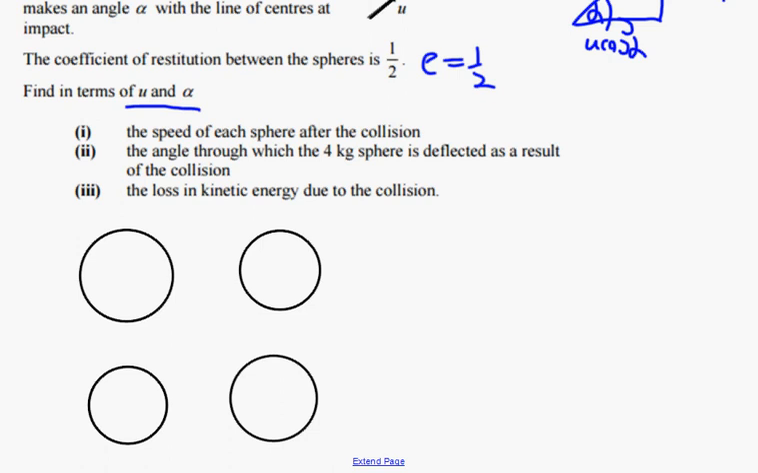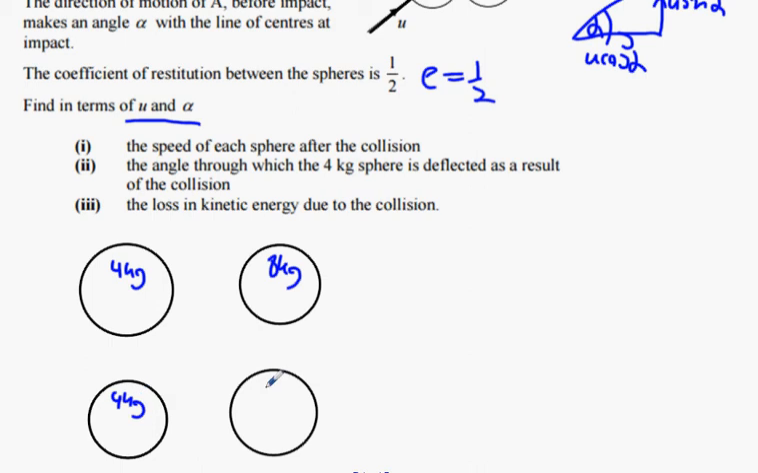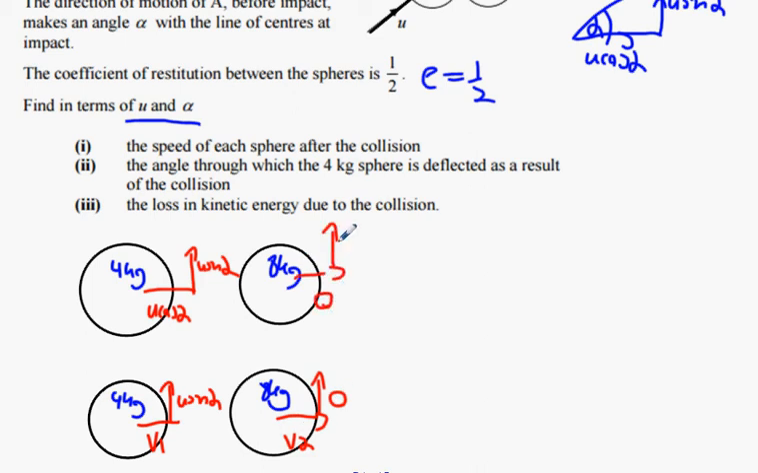Okay. So what we're going to have here is a stationary particle, the second one. Okay, 4 kilograms, 8 kilograms, 4 kilograms, and 8 kilograms. Change color. Okay, u cos alpha, u sine alpha. Straight away after impact, u sine alpha and V1. After impact, V2 and 0, and before impact, 0 in both directions. Everybody alright with that?